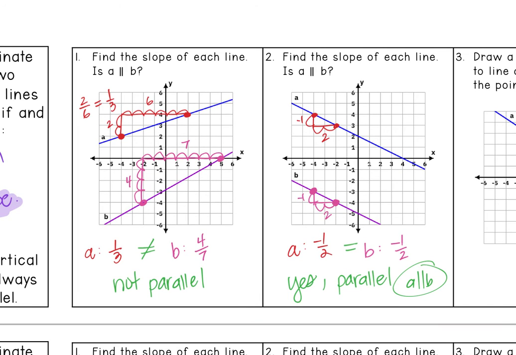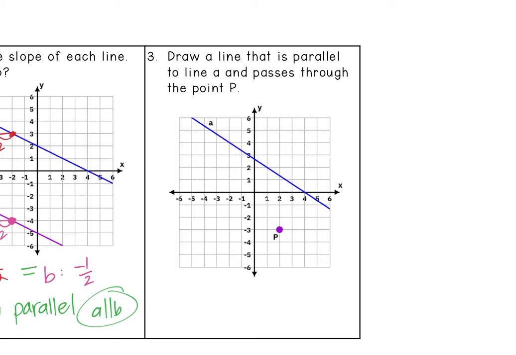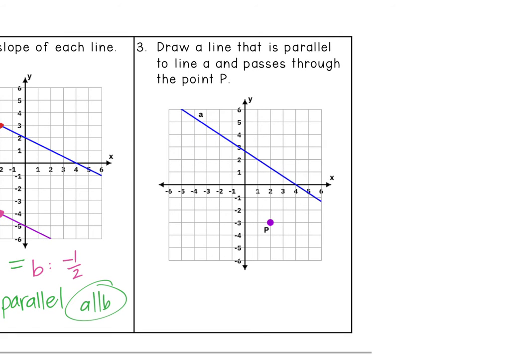Okay, and then the third example here is a little different. We only got one line, but they want us to draw a line that is parallel to the line A, the one that's already there, and passes through point P. You'll see that they gave us a point right there. So I think the first thing that we probably need to do here is figure out what is the slope of line A.